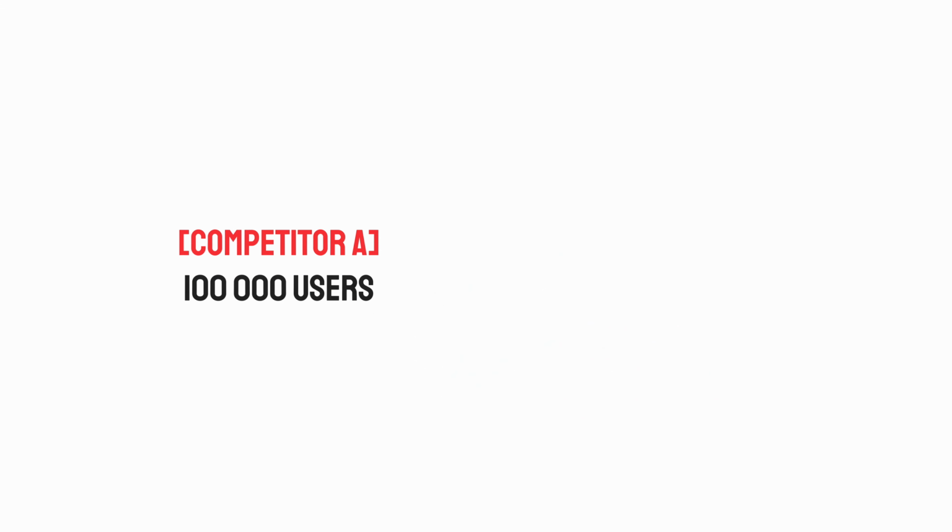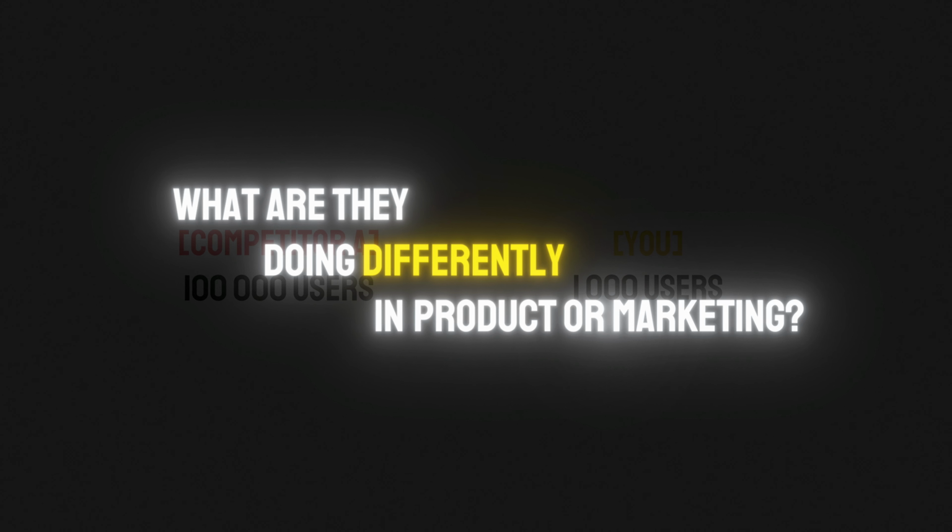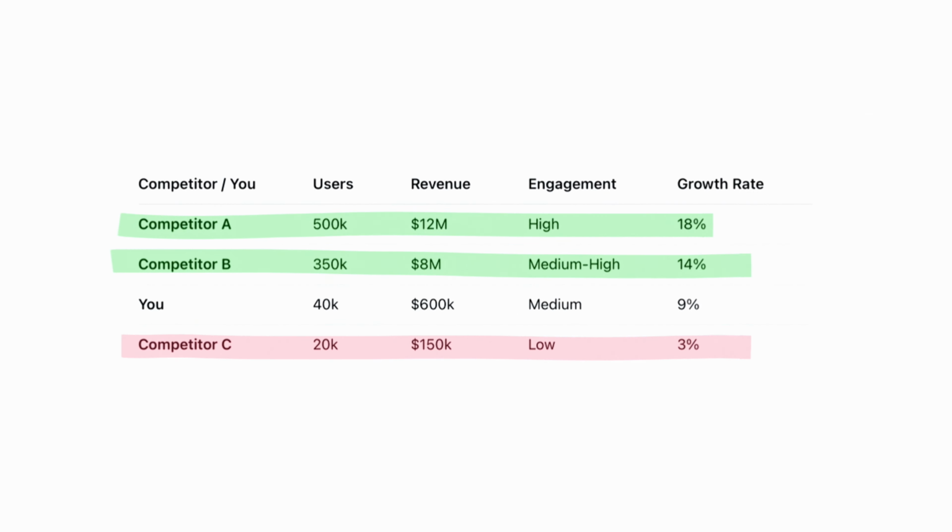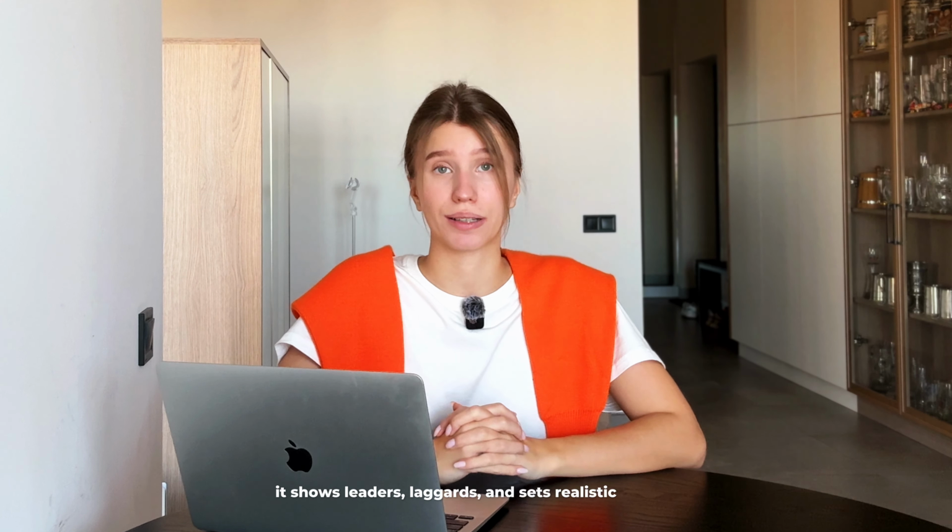Benchmark KPIs. Even rough estimates reveal a lot. Competitor A has 100,000 users. You have 1,000. What are they doing differently in product or marketing? Track metrics in a simple table: users, revenue, engagement, growth rate. It shows leaders, laggards, and sets realistic targets.